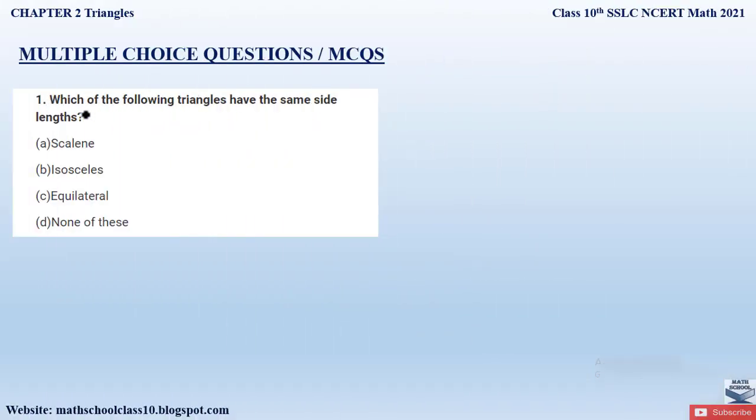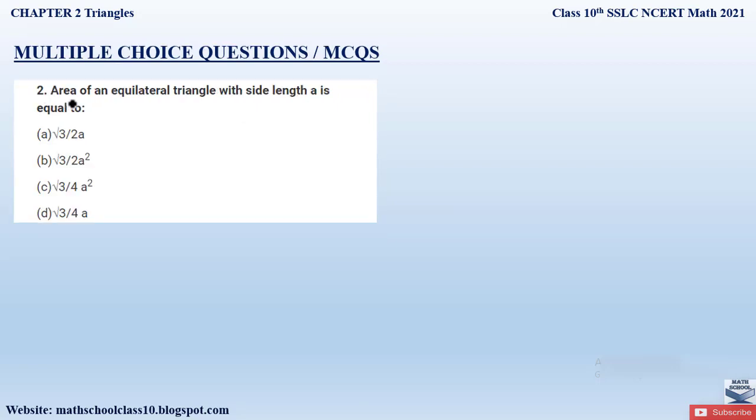Our first question is, which of the following triangles have the same side lengths? In a scalene triangle, all the three sides are not equal. They are different. In an isosceles triangle, only two sides are equal. Whereas in an equilateral triangle, all the three sides will be equal. Therefore, the triangle having the same side length is the equilateral triangle, that is option C.